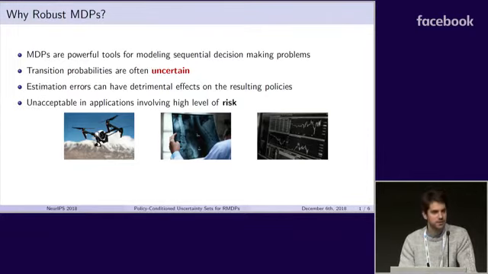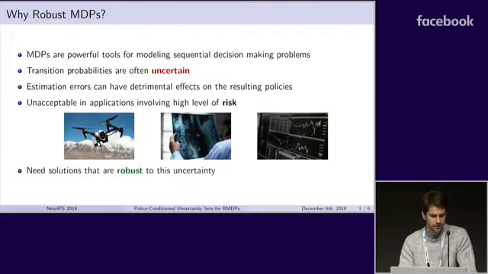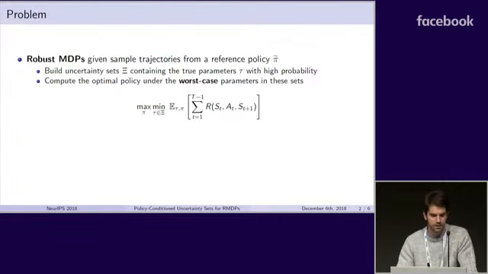Unfortunately, this is a risk that is not acceptable in critical applications such as robotics or healthcare or finance. In all these cases, we need solutions that are robust in the sense that they provide guarantees on the optimal policies they compute, even in the presence of this uncertainty. In particular, in this work, we consider robust MDPs when we are given a limited amount of sample trajectories from some arbitrary reference policy.